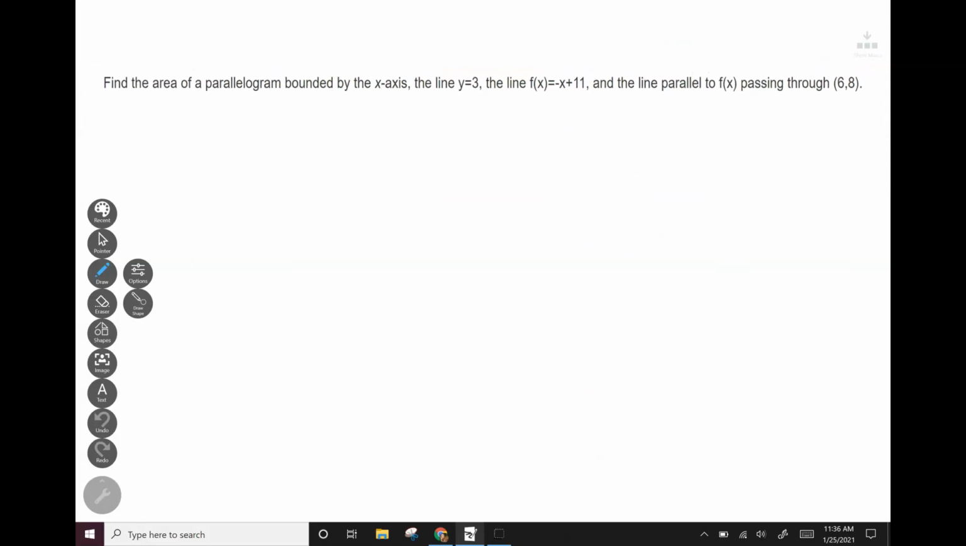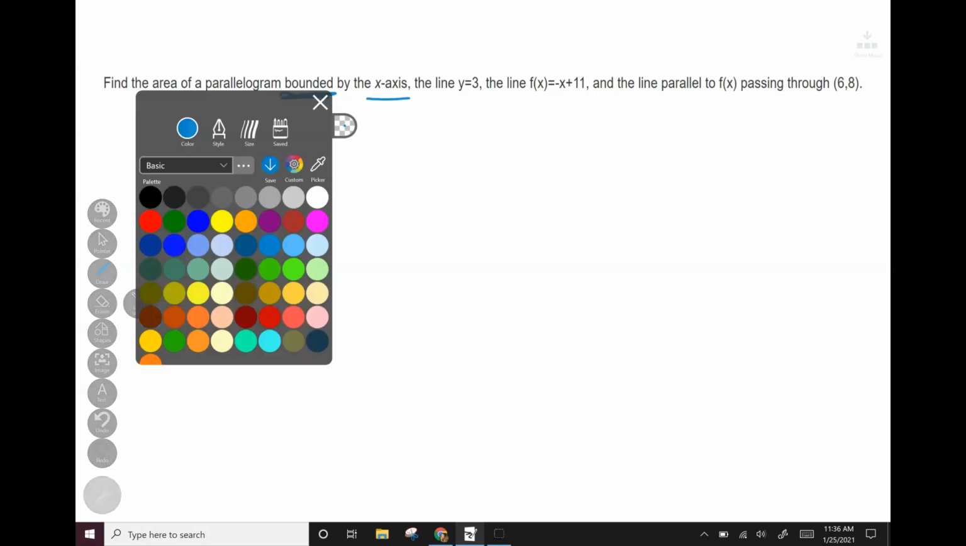This was the second most missed question, our parallelogram problem. So this was in your notes, and then you should have been practicing these questions as well in the practice assignment on Friday. But a lot of people seem to struggle with it. Find the area of a parallelogram bounded by the x-axis. So when it says bounded by, that just means that the edges of your parallelogram are going to be these 4 lines. They give you 4 lines, and that makes up the sides of the parallelogram.